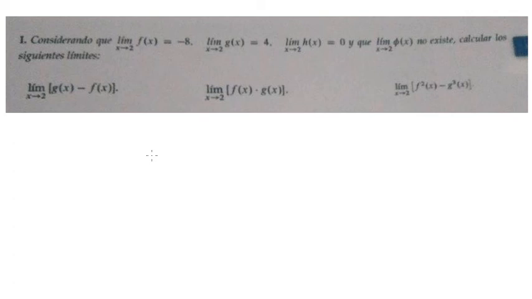Hello everybody, so today I will talk about calculus. The topic today is about limits. So now I will show you how to answer.